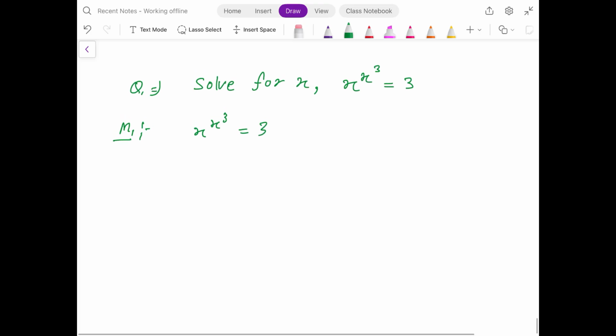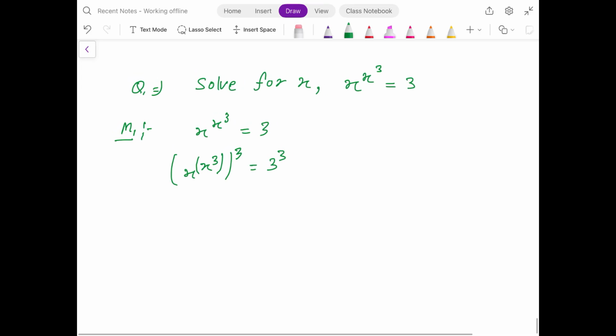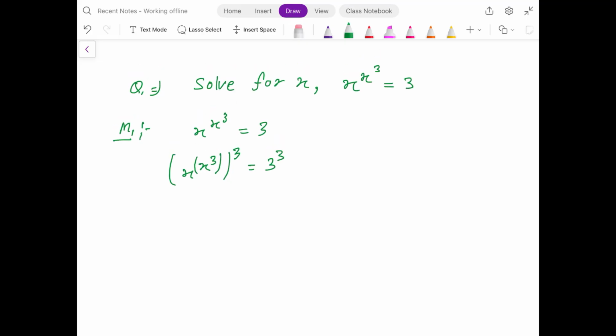So on cubing both sides, we will have an equation like this: x to the power x to the power 3, and using the rules of indices, we have to club this term, that is x to the power 3. On cubing this equation on both sides, the equation becomes like this. Now we have to use the property of indices.